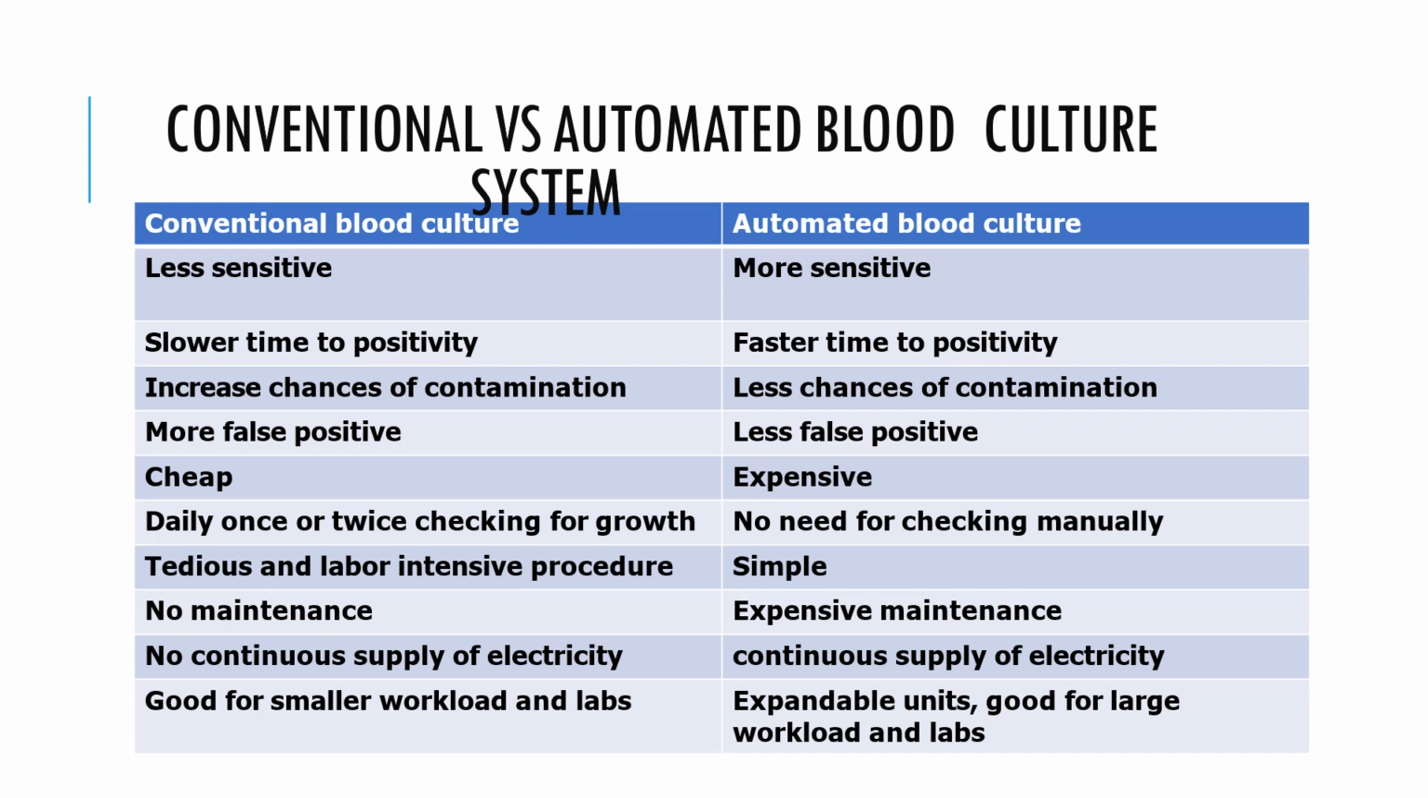The differences between conventional and automated methods are as follows. Conventional is less sensitive, with more false positives, but cheaper. Checking of growth once or twice daily is required, no maintenance and no continuous supply of electricity is required. It is good for smaller workload labs. Automated blood culture is more sensitive, with fewer false positives; however, it is expensive, needs maintenance, and requires continuous electricity. It is good for labs with a heavy load.